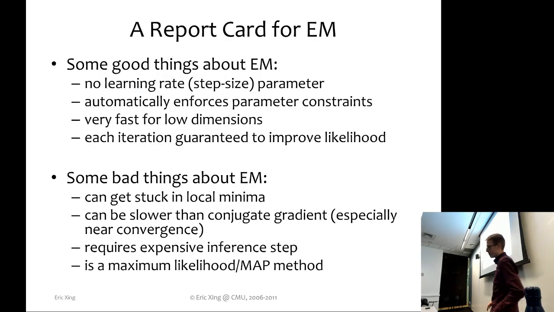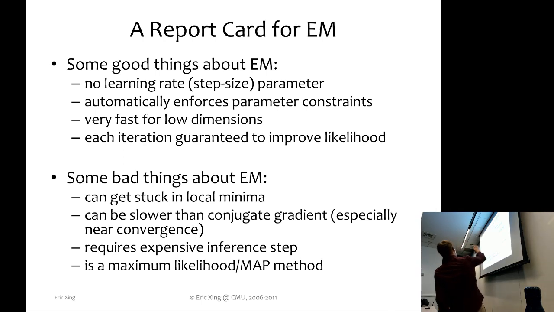Okay, so some good things about EM are there's no learning rate to worry about. It's very fast for low dimensions. Each iteration is guaranteed to improve the likelihood. Some problems are that it can get stuck in a local minimum. It could be slower than, say, gradient-based methods. It might require an expensive inference step. And if you don't actually care to do maximum likelihood, then maybe this also isn't a good choice.